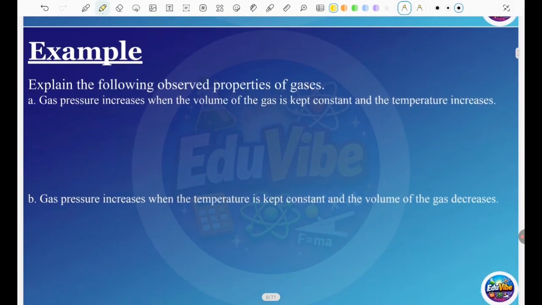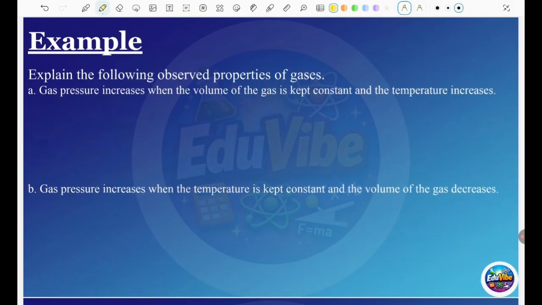For example, in exam questions you get examples of the properties of gases, like explain the properties of gas, and you have to explain the reason. Sometimes you get a theory question, an MCQ, or an extended response. Explain the following properties of gases.